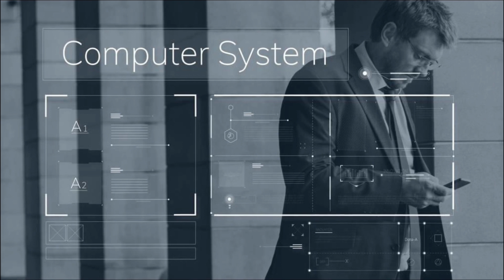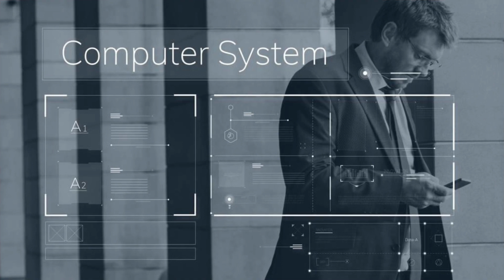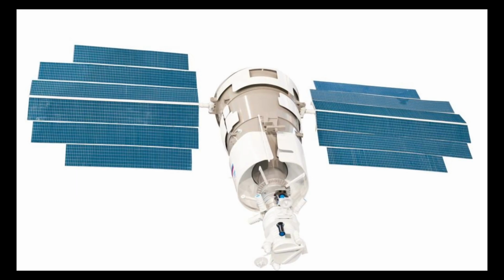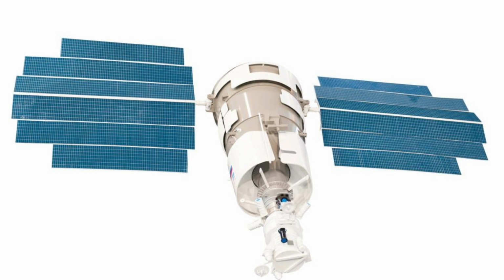Telemetry and command systems. Telemetry systems continuously monitor and collect data on the spacecraft systems, including its health, position, and status. Command systems allow mission control to send instructions and commands to the space station.